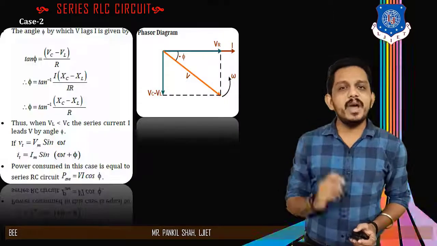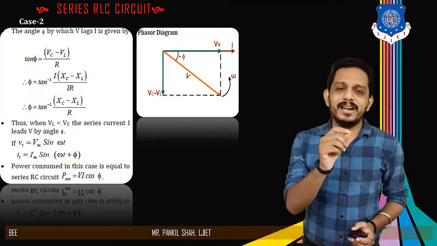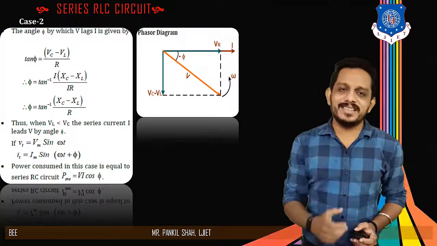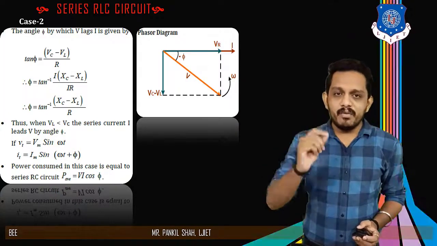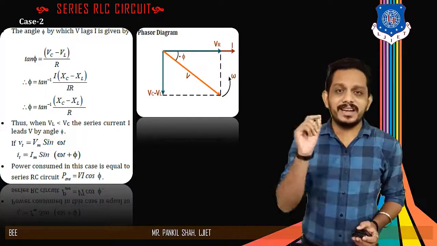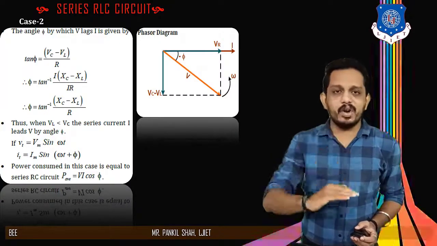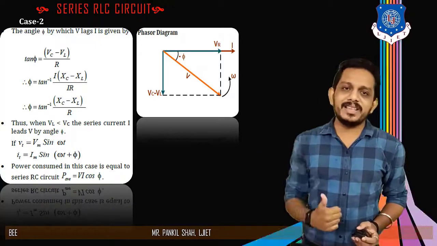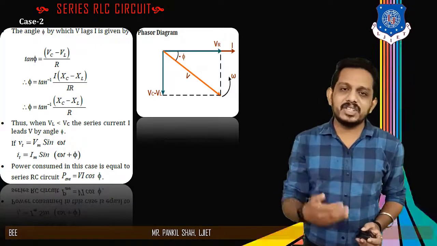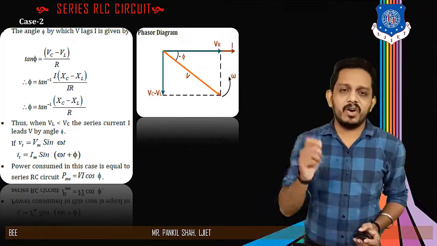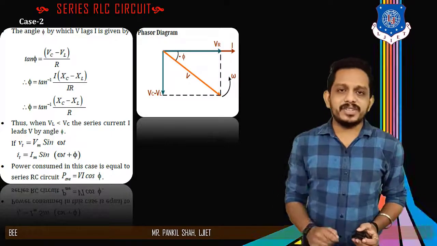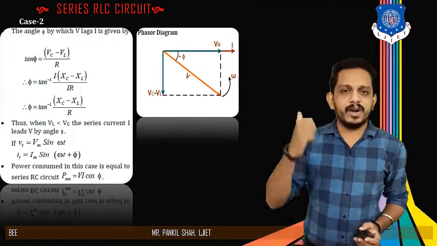So now let's talk about case number 2. In this case we have taken VC greater than VL, or you can say that VL is less than VC. So in this case our resultant angle was downside. So you can say that in this case current is leading and voltage is lagging, and obviously in this case the capacitor is having a larger effect, and we know that in case of any capacitive circuit current always leads.